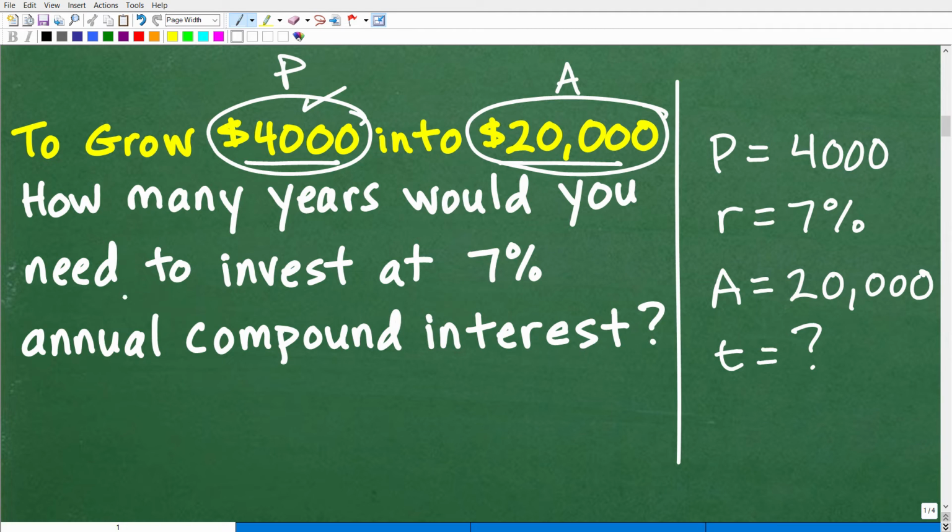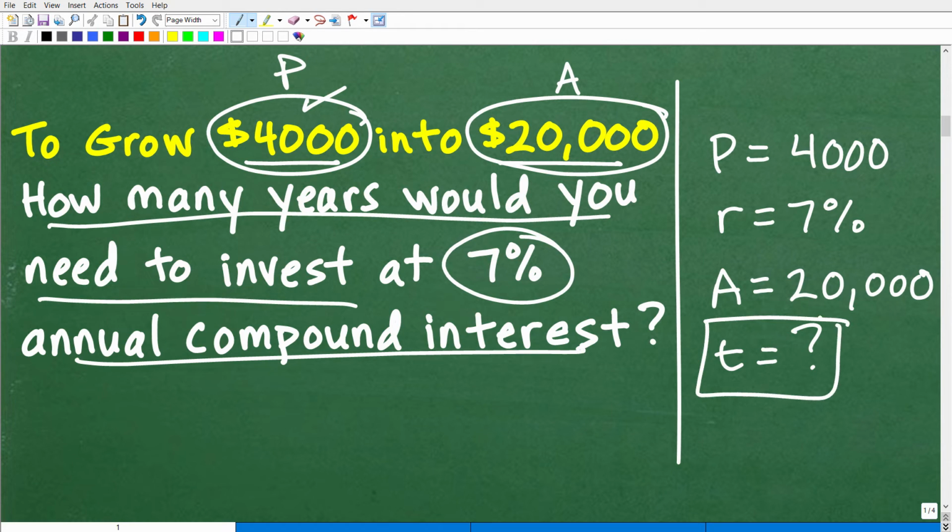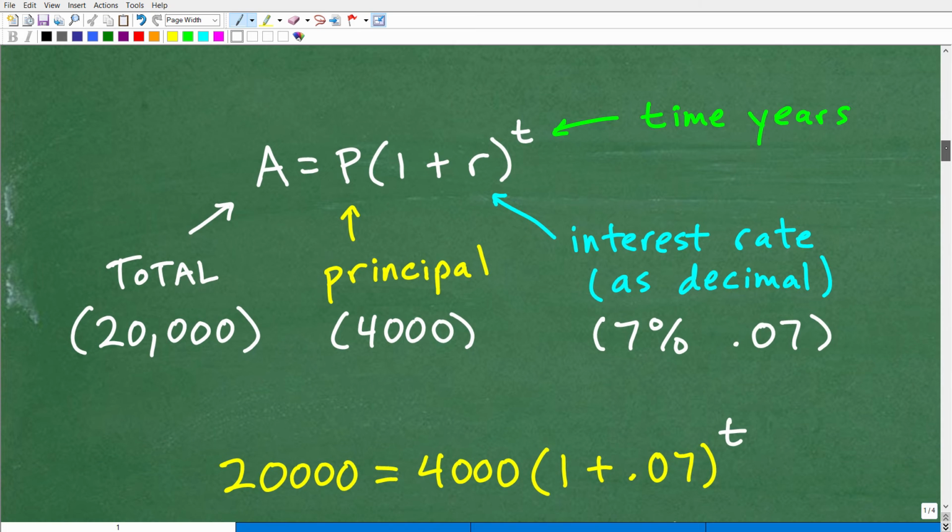So how many years will we need to invest at 7% annual compound interest? So our rate is 7%. We need to rewrite this as a decimal. We'll do all this in a second. But the question is how many years, right? So T, this variable T, is what we are looking for. Okay, so let's go ahead and plug all this stuff now into our lovely formula.